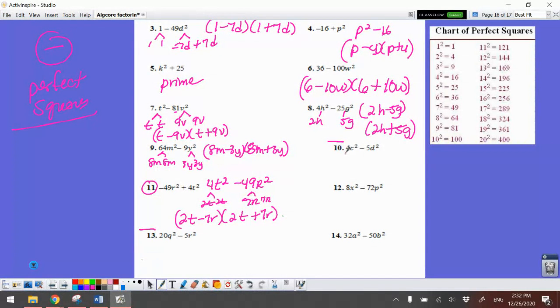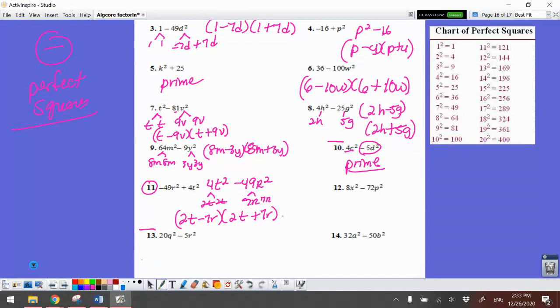Okay, what about this one? 4c squared minus 5d squared. Well, this one looks pretty good, but is 5 a perfect square? No. This one's prime. I can't do anything with that one. It's not a perfect square.